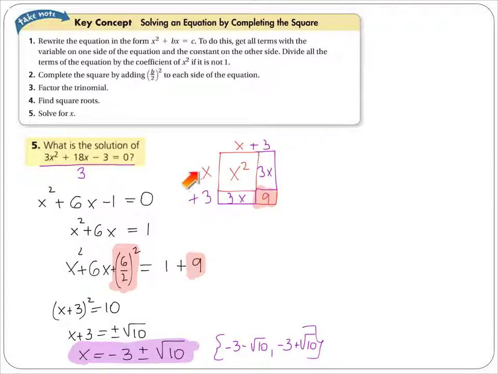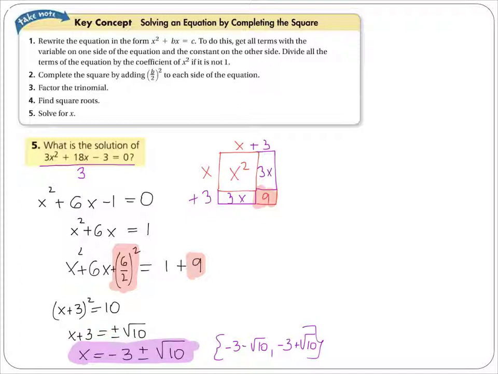So 3 times x is 3x. 3 times x is 3x. What's missing? A 9 is missing. So I'm going to add the 9 to both sides. You remember the formula, half of this squared is what I need to add. Half of b squared, half of 6 is 3, 3 squared is 9, so I add this to both sides, and now I know that this is x plus 3 squared equaling 10.